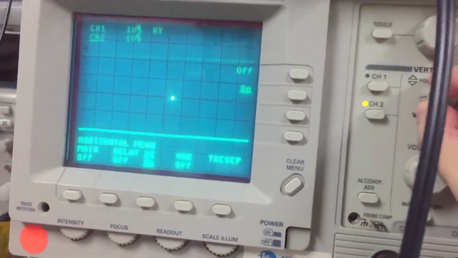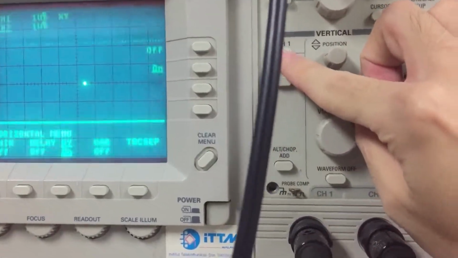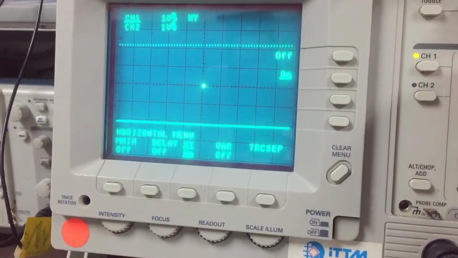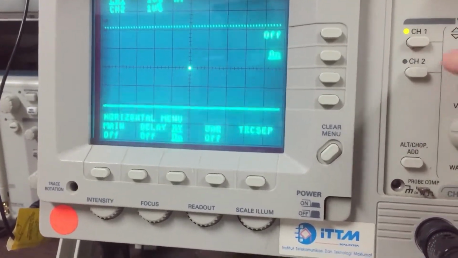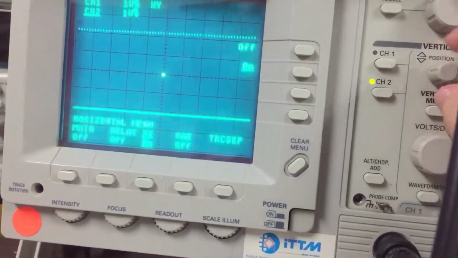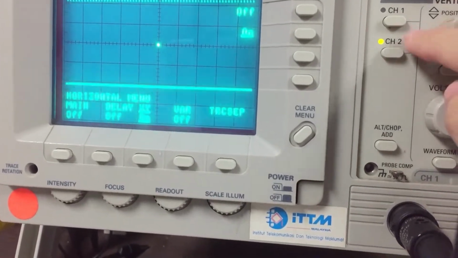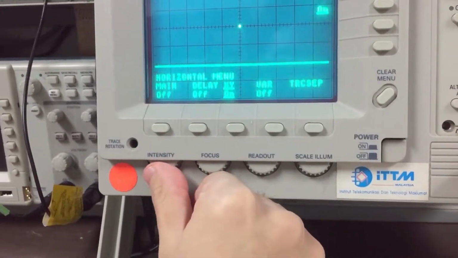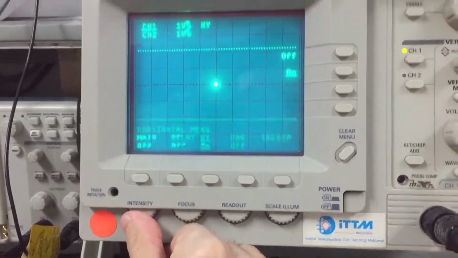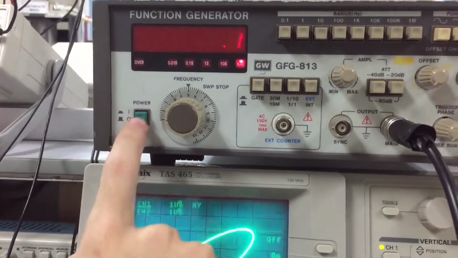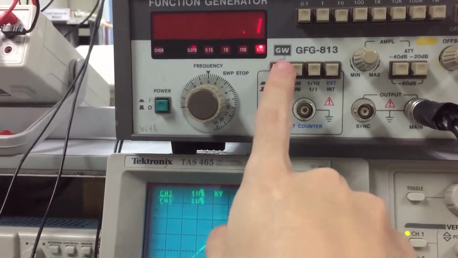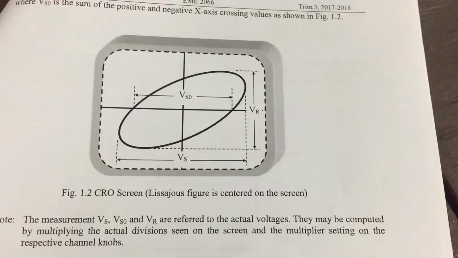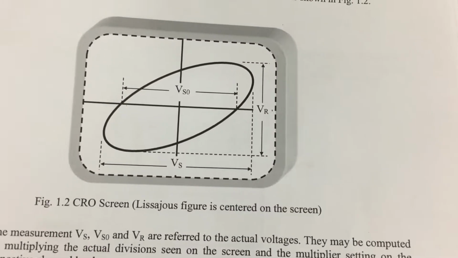Okay, we position it to the center by pressing channel 1 for horizontal, channel 2 for vertical. So we place it at the center. Now it's at the center, and we certify. Alright, and then we turn the intensity back on, and then we turn on the function generator again. Okay, we set the function generator value. So now we have the Lissajous figure on the screen.